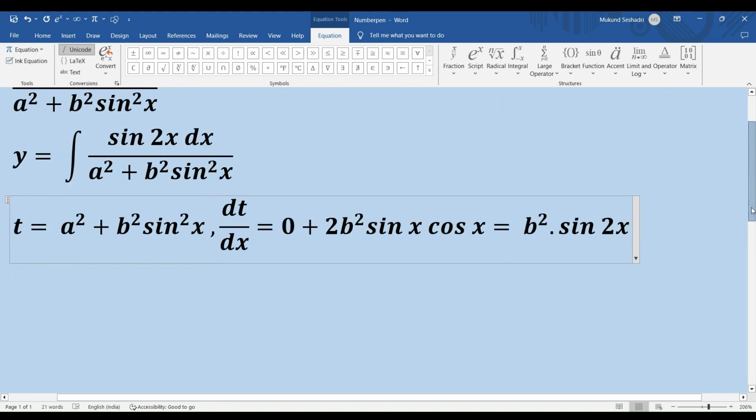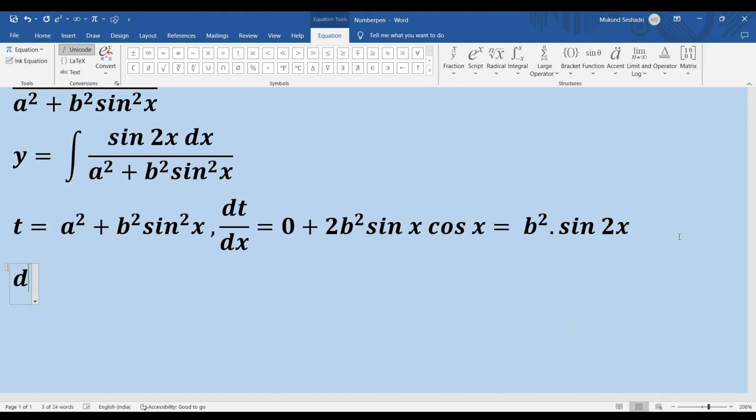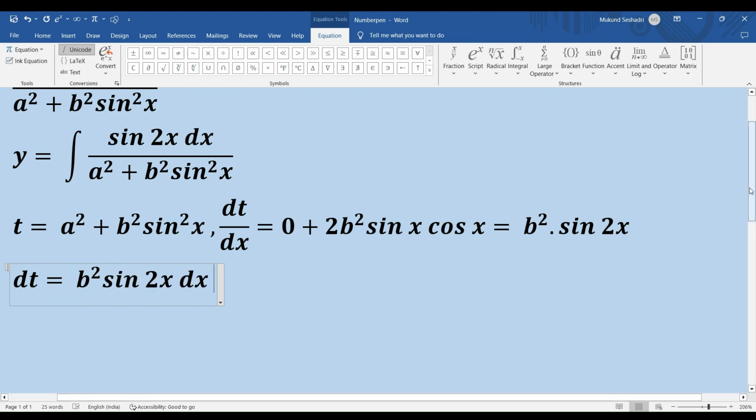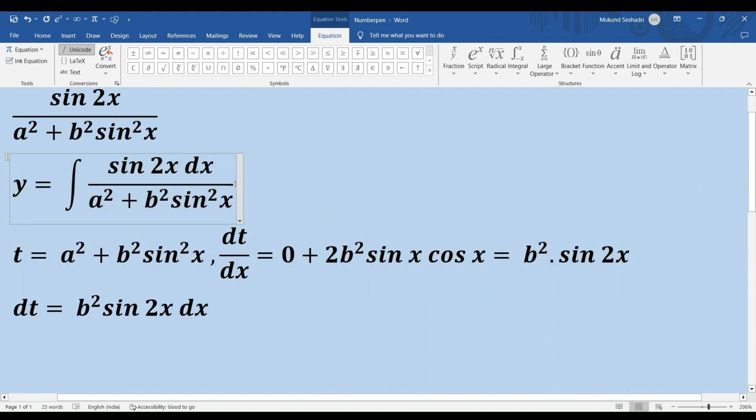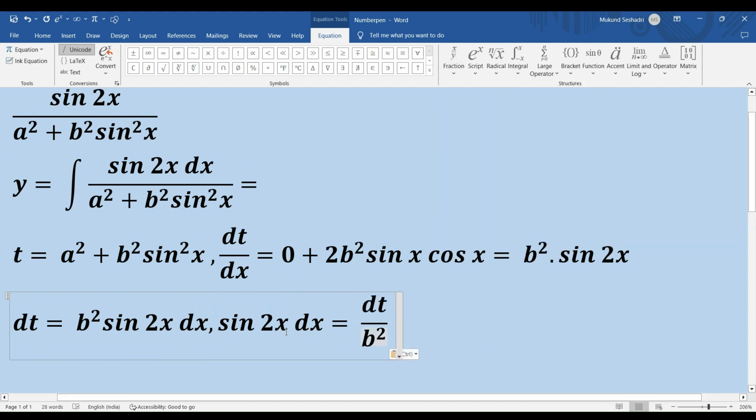So what is my dt now? Let's go to the next line. My dt is nothing but b square times sin 2x dx, right? So this is my dt. Now I go to my expression y. I notice that I have a sin 2x dx in the numerator, right? So now I can write my sin 2x dx using t. I know that my b is a constant. Therefore, my sin 2x dx is dt by b square. This is my sin 2x dx now.